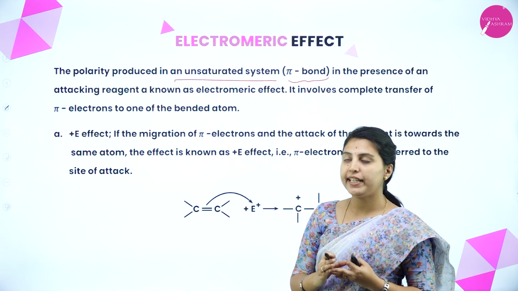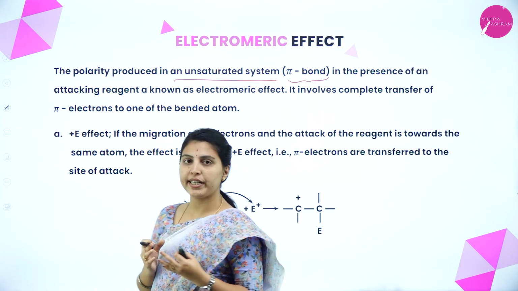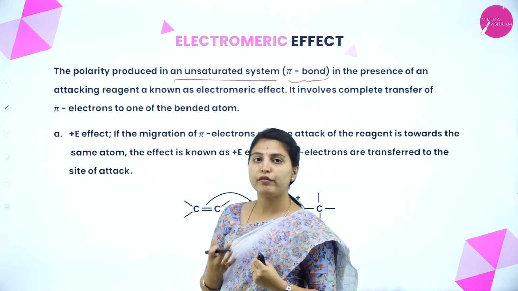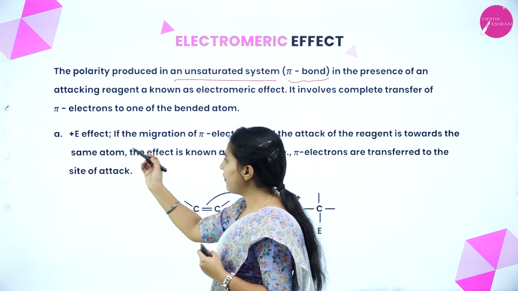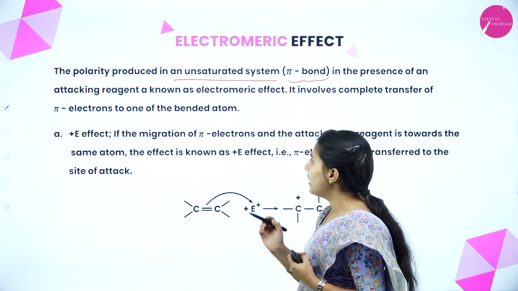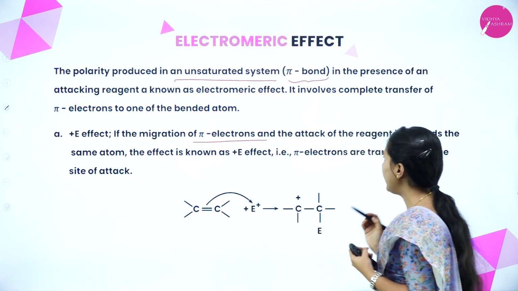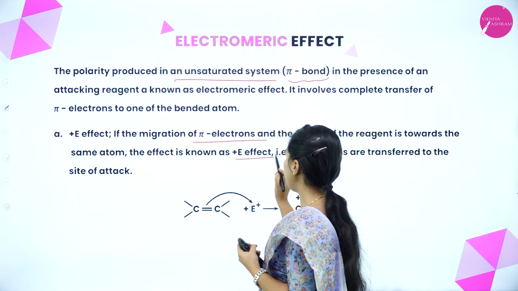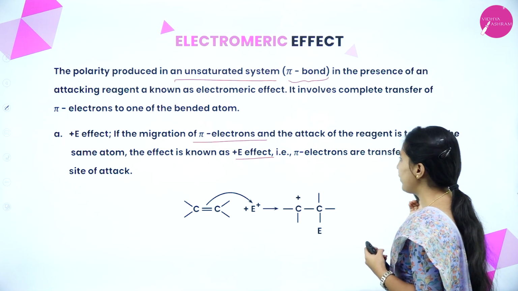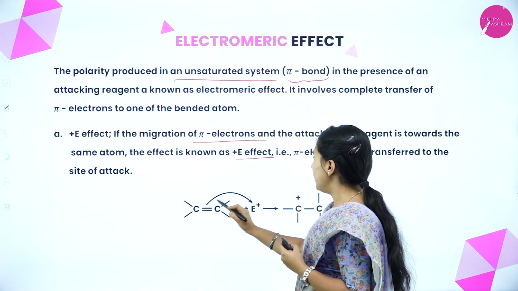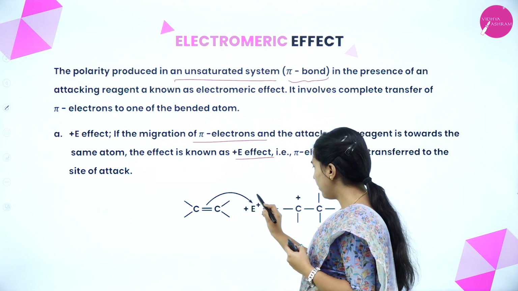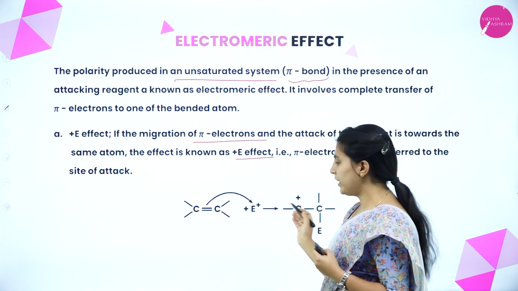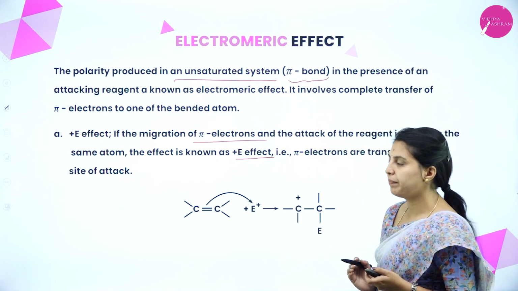The overall polarity produced in an unsaturated system, that is a pi bond system, involves the complete transfer of electrons to the bonded atom. In that, plus E effect is also there, minus E effect is also there. So, if the migration of pi electrons and the attack of the reagent is towards the same atom, the effect is known as plus E effect. That is, pi electrons are transferred to the site of attack. See here, these pi electrons are moving towards the atom, it will be deficient and it will be attacking here. Okay.